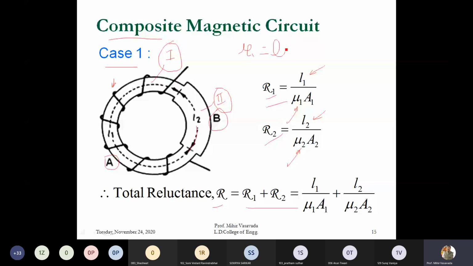Here mu1 is mu0 into mu A, the permeability of material A, while mu2 is mu0 into mu B, the relative permeability of material B. And A is also different, the area is different, clearly visible from the diagram. This cross section area is bigger, A2, and this cross sectional area is less, A1. So accordingly you can do.